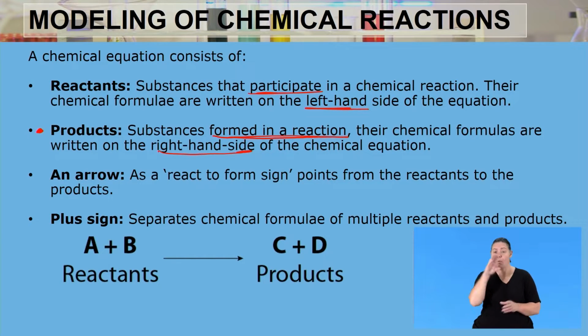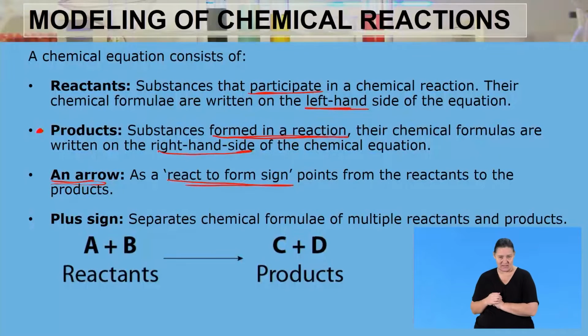Then also within a chemical reaction, we have an arrow. This arrow denotes that it's a react-to-form sign. It's a react-to-form sign which points from the reactants to the products. So it tells you that these have undergone a chemical reaction to form something else.